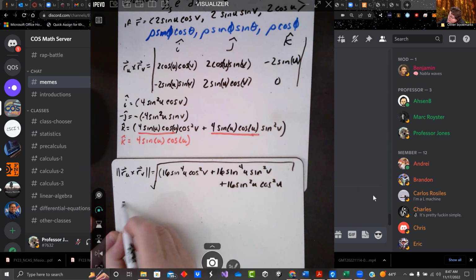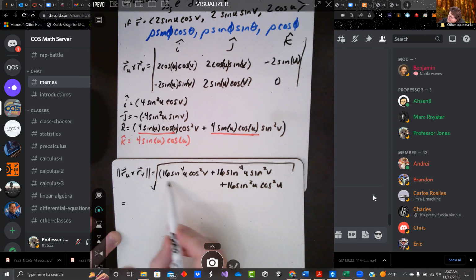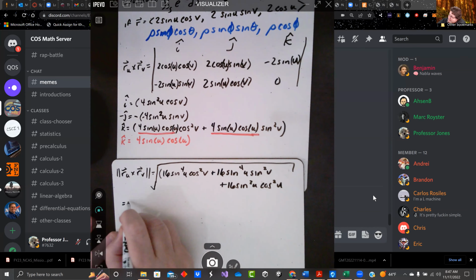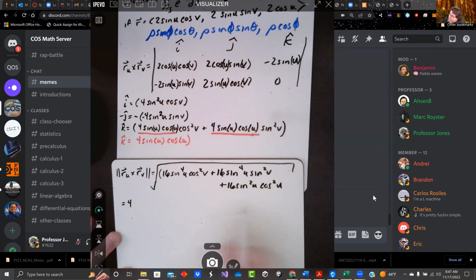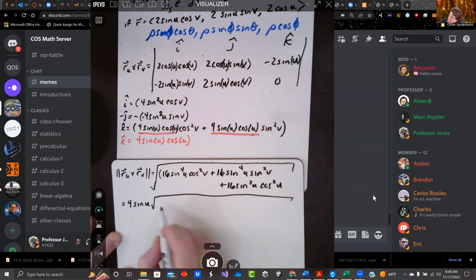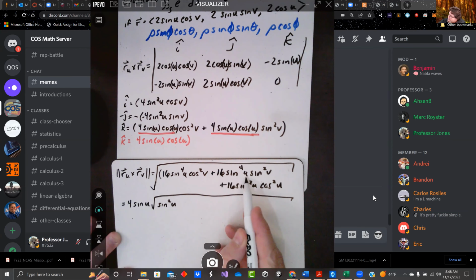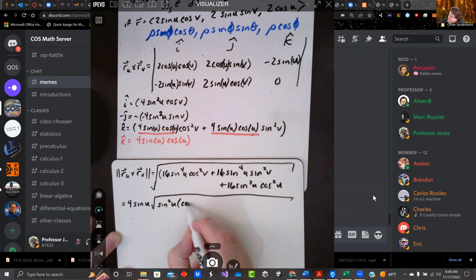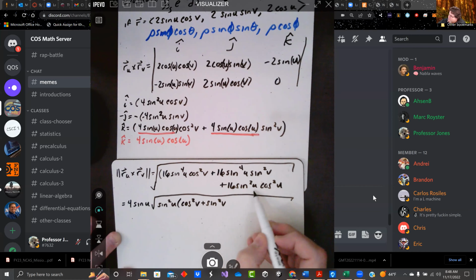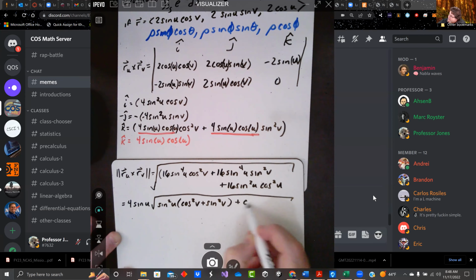So, I've got 16 on all of them. If I pull out the 16, it's 4 on the outside. And I've got a sine squared u in all of them. If I pull that out, that's a sine u on the outside. And what would that leave on the inside? I've got sine squared u from this one and this one, which leaves me cosine squared v plus sine squared v. And I pulled out a 16 sine squared u there, so all I have left over there is cosine squared u.